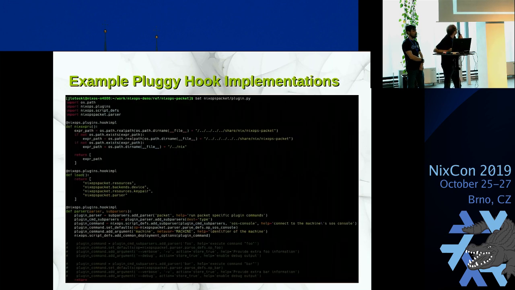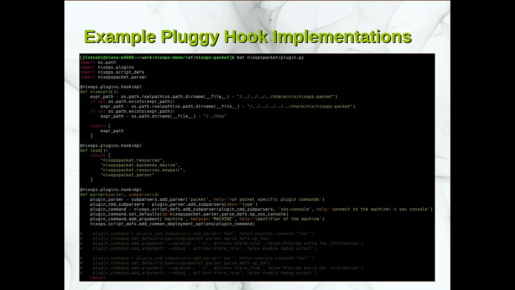And this might be a little hard to see, but we'll look at it again. It's just included as an example. And this is the plugin.py file for the NixOps packet plugin repo. And it just shows we have our three hooks in this one file. The Nix expressions hook, the plugins hook, which shows we want to load four modules in, and then a parser hook implementation so we can extend the NixOps packet out with a CLI hook.